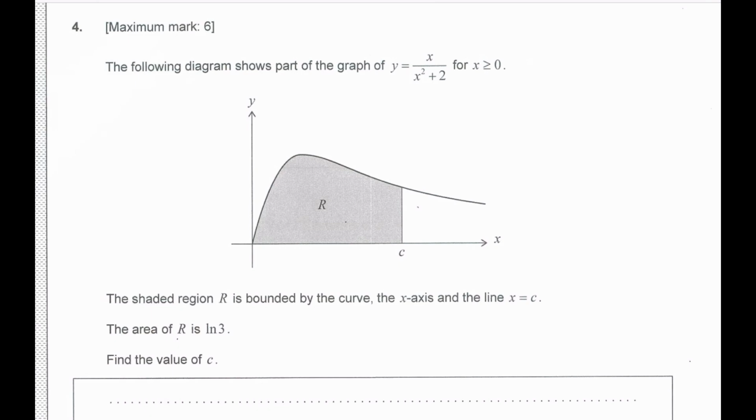In this video, let's solve question 4. In this question, we have the following diagram shows part of the graph of y equal to x over x squared plus 2 for x greater than or equal to 0. The shaded region R is bounded by the curve, the x-axis, and the line x equal to c. The area of this region is ln 3, and then we want to find the value of c.